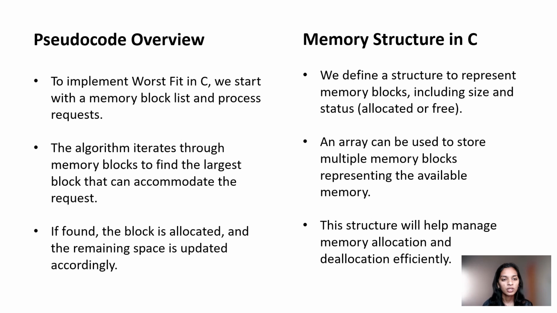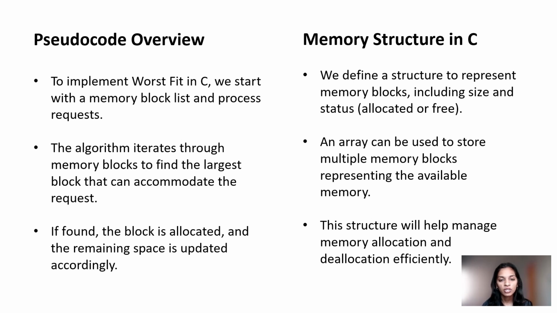Pseudocode overview. To implement worst fit in C, we start with a memory block list and process request. The algorithm iterates through memory blocks to find the largest block that can accommodate the request. If found, the block is allocated and the remaining space is updated accordingly.